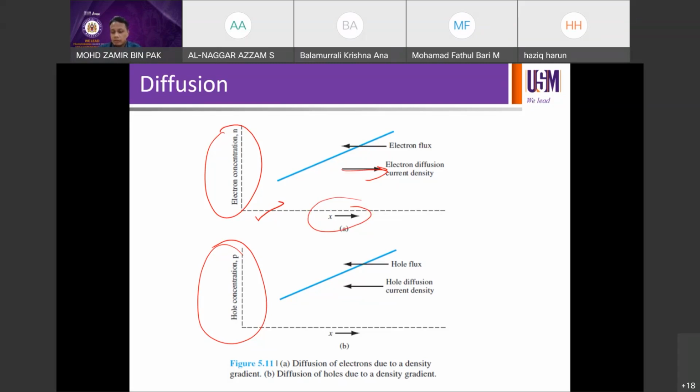In the real case later on, when we talk about the p-n junction, you're going to see opposite directions between holes and electrons. So if you're looking at hole moving to the left, you're going to get hole diffusion current density moving to the left as well, because hole movement is in the direction of the current. And the same goes here, it's the space.